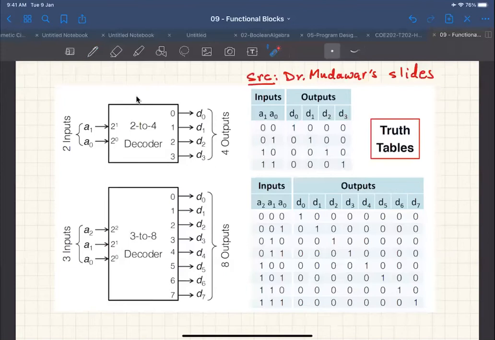It is nothing but, in terms of A1 and A0. What is D0? A1 complement, A0 complement. Yeah, exactly. So it's A1 complement ANDed with A0 complement. What about D1? A1 complement, A0.